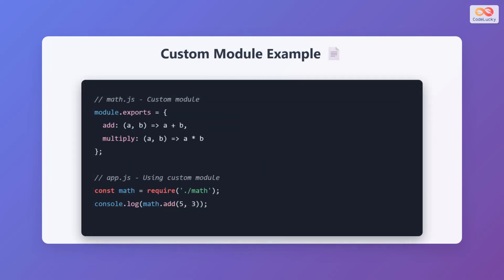Here's an example of how to create and use a custom module. First, in math.js, we define a module that exports an add and a multiply function using module.exports. Then, in app.js, we require the math module using const math = require('./math'). Now we can use the functions defined in math.js, like console.log(math.add(5, 3)), which would log 8 to the console.